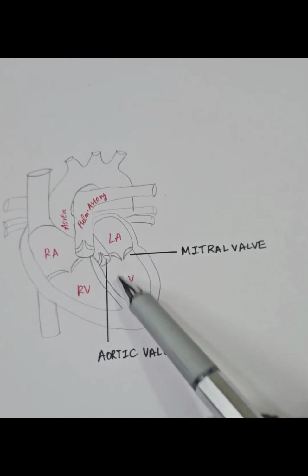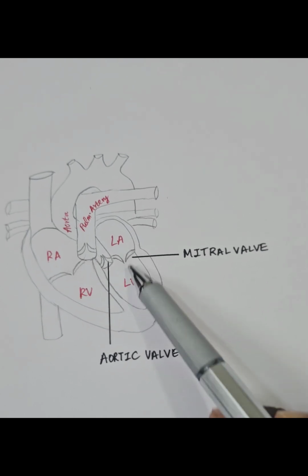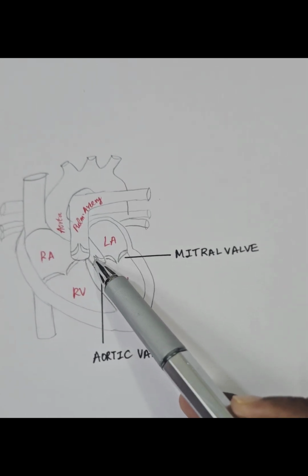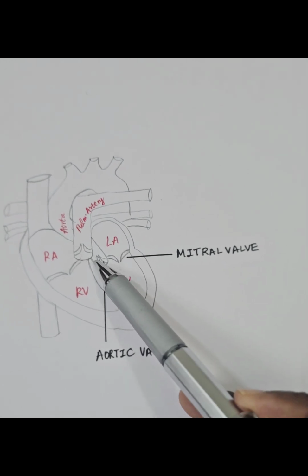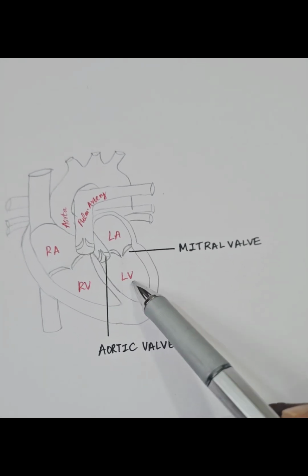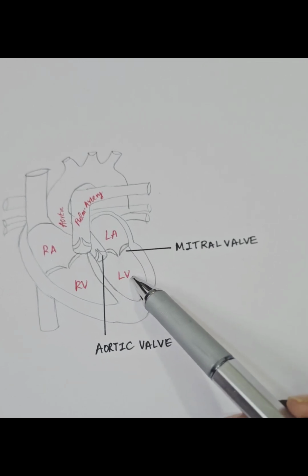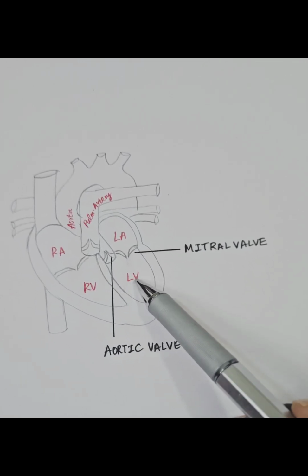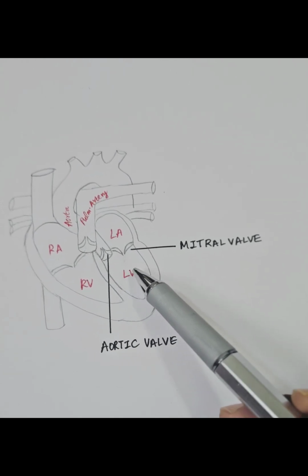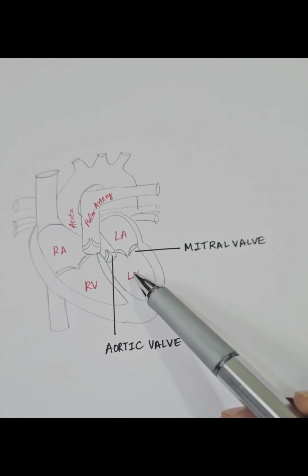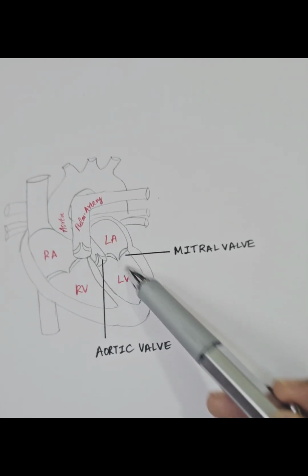If it's contracting against closed valves, what will happen? Blood won't come in because the mitral valve is closed, and blood won't go out because the aortic valve is closed. So there is neither entry of blood nor exit of blood from the left ventricle, but the left ventricle will contract. So there is increase in the pressure, but there is no change in the volume of blood. Volume remains the same. So it's called isovolumetric contraction of the left ventricle. Similarly, the process happens in the right ventricle. But now let's see about the left side of the heart.